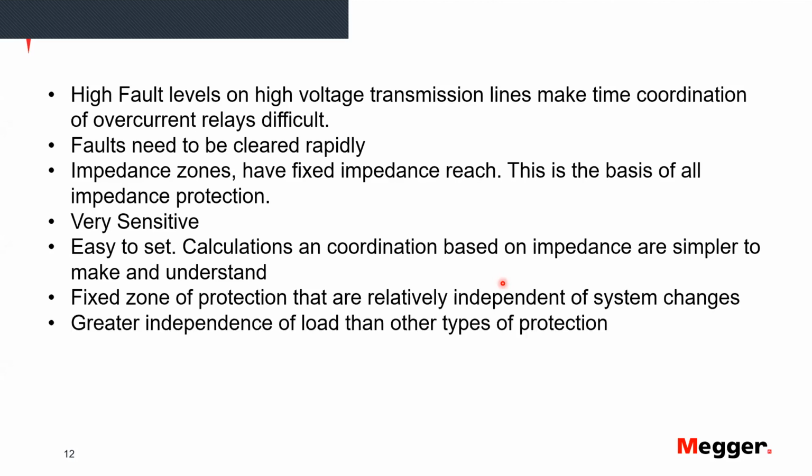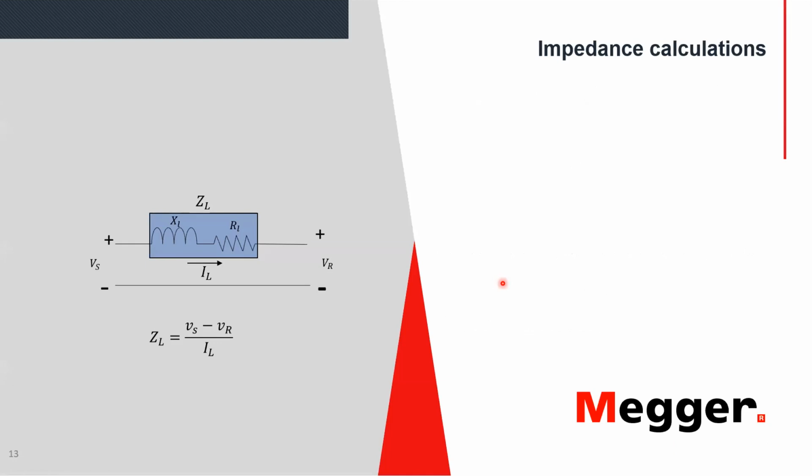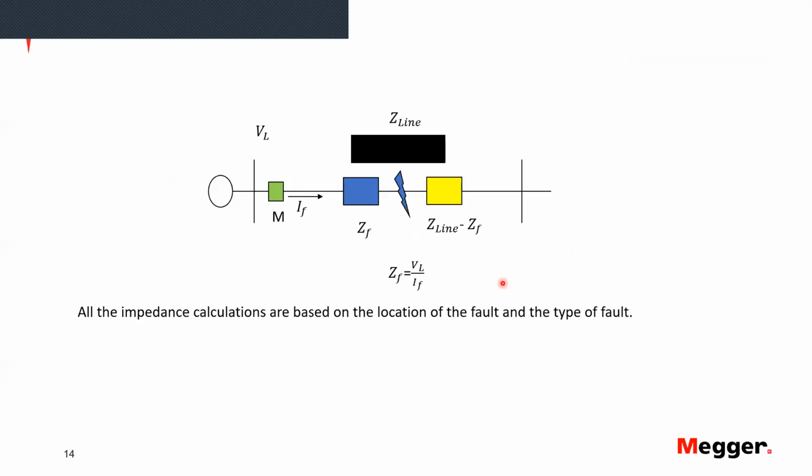In the system, this is the last thing: they have a greater independence of the load than other types of protection. So we have gone through, let's say, the basis, the justification. Now let's get a little bit dirty with the mathematics behind impedance calculations. Don't be afraid. It's simple. Well, not simple, but it's not that hard to understand for those who have a little bit of an understanding of network calculations.